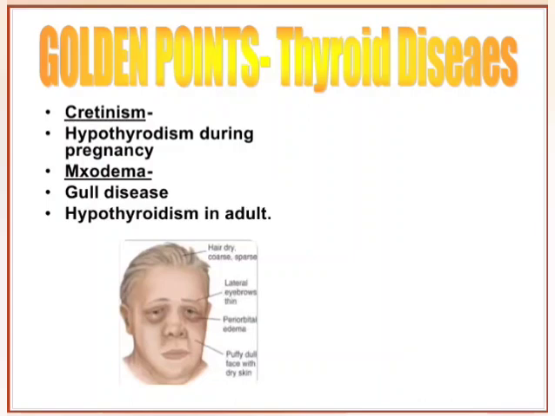The next one is myxoedema. Look at the pictures of myxoedema, which is otherwise called gull disease. Myxoedema is hypothyroidism that occurs in adults, whether man or woman. In the case of women, it affects the menstrual cycle.